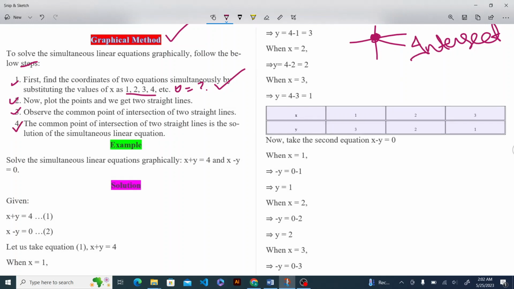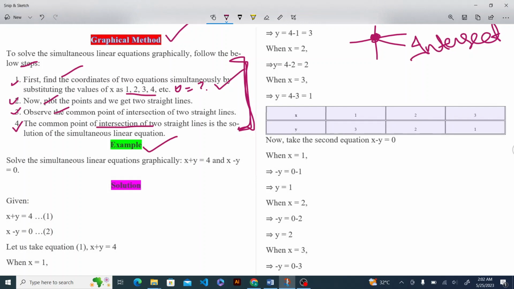the fourth step is, in the first step we are going to find the values of points. In the second step we are going to plot those points on the graph, and in the third step we are going to observe the point of intersection or common point. And in the fourth step, the common point of intersection of two straight lines is the solution of the simultaneous equations. So in the form of the common point or intersection point of the two lines, we have found the solution of simultaneous equations. Okay, so I hope you have got these 4 steps which we are going to follow for solving our example.